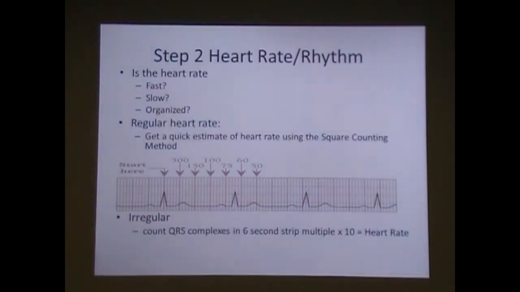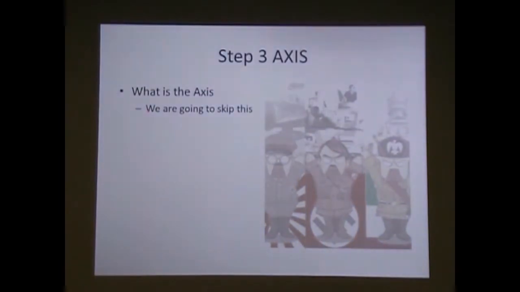Okay, irregular heart rate, in a 6-second strip, count the QRS complexes and multiply times 10. Real simple for irregular. Axis, these are my favorite little guys. We're going to skip it. I personally do not use axis in the field. Talking to my cardiologists, they use it for certain things, but overall, a lot of people just glaze over on axis. And personally, I don't feel that in the vast majority of cases it's that relevant in the field.